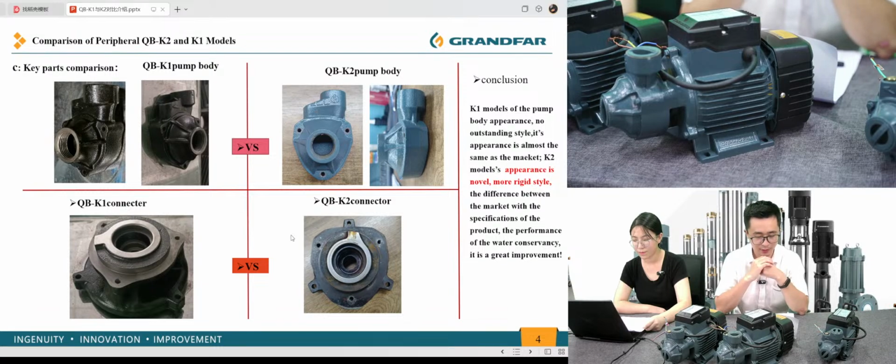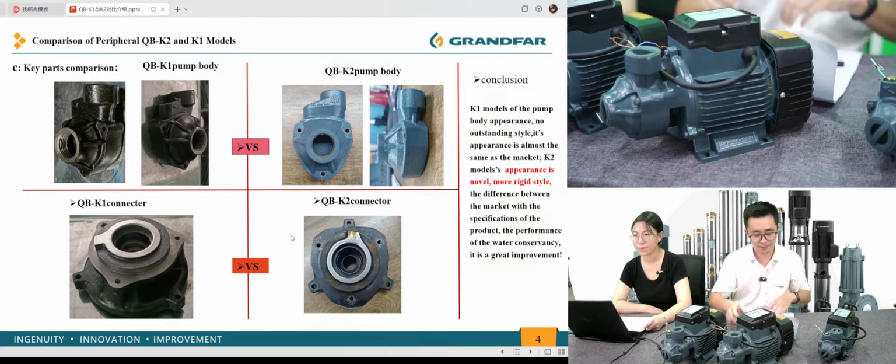So we make a conclusion that the K1 model of the pump has no outstanding style in its appearance, the same as the market, and the version K2 model's appearance is novel, with a more rigid style, different from the market. With the specifications of the product, the performance of the water conversion is a great improvement.